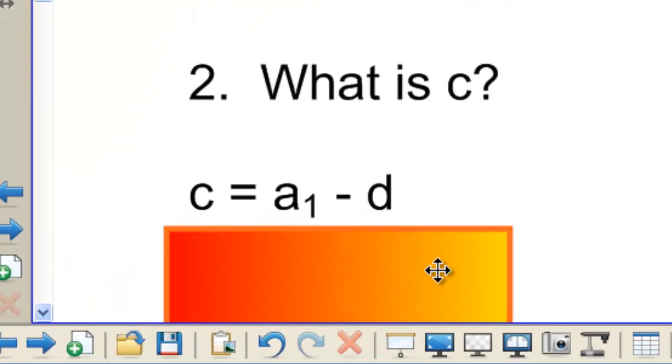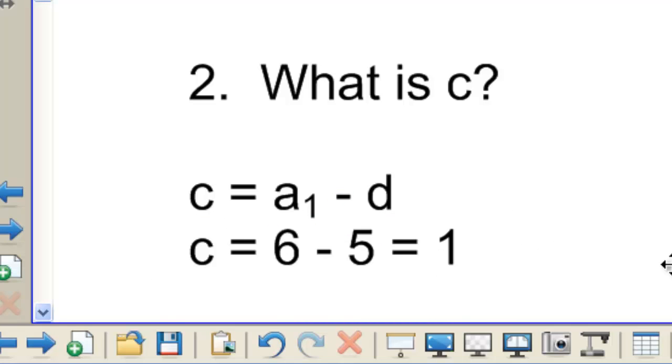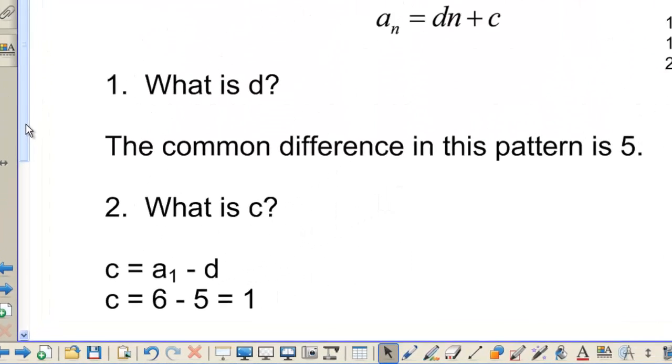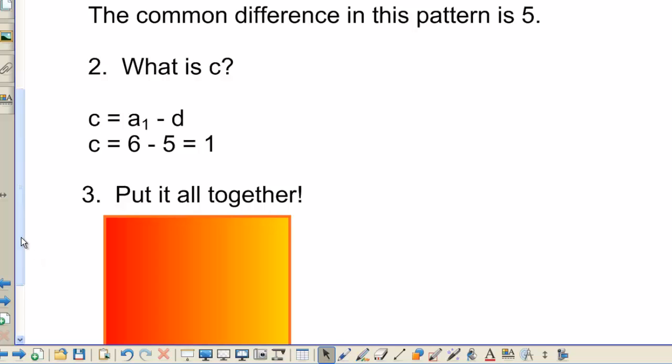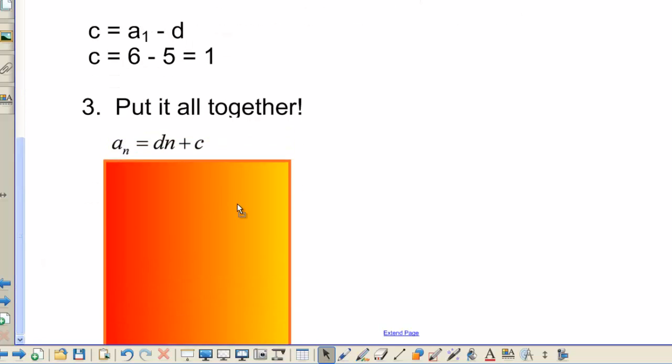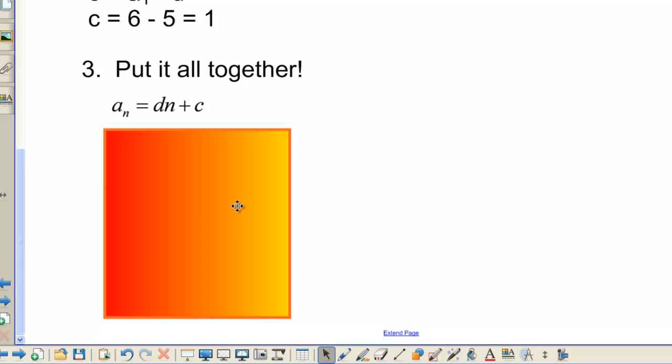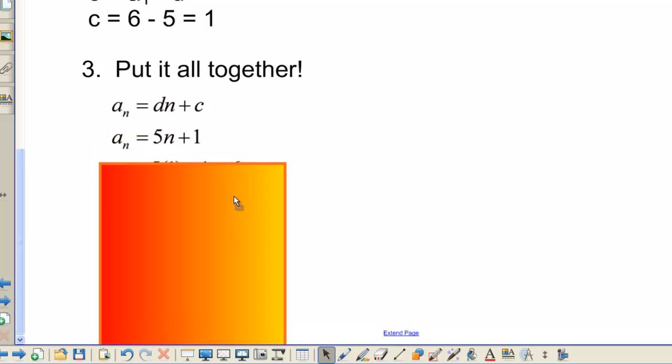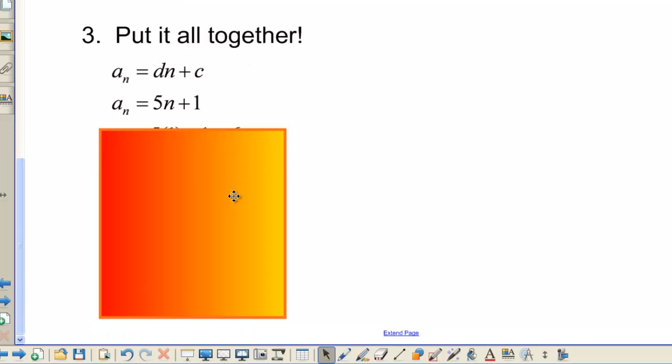Well, I know that c is equal to a sub 1, which is my first term, minus my common difference. So my first term is 6, my common difference is 5, and when I subtract them it yields 1. So let's put this all together. I'm going to use the formula a sub n equals dn plus c. I know that my common difference is 5 and my c is 1, and that's my final answer.